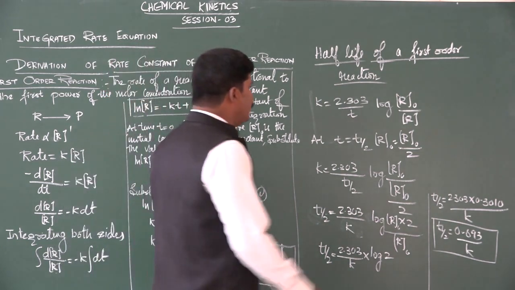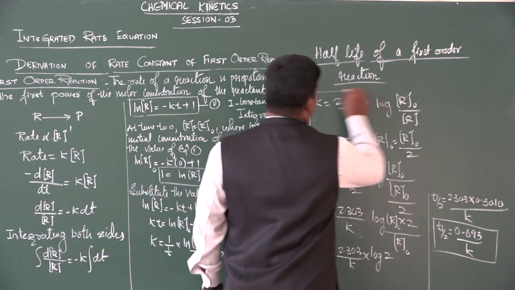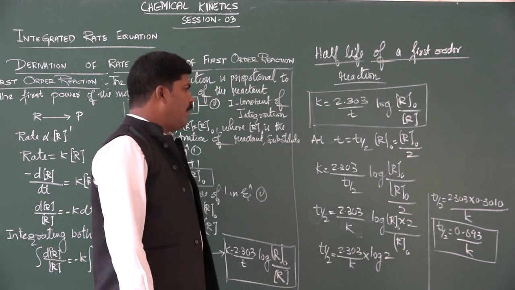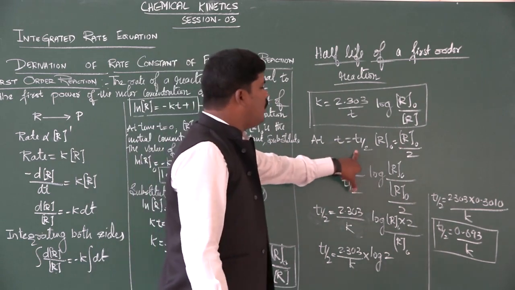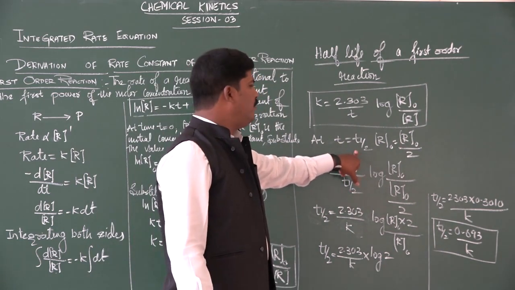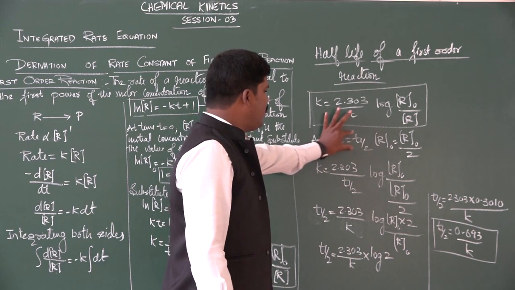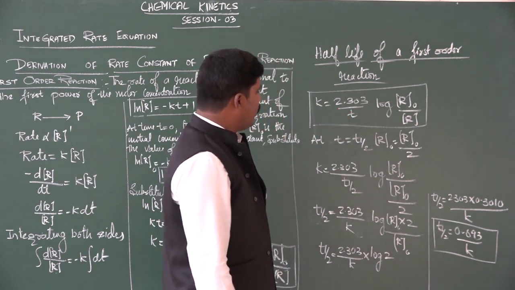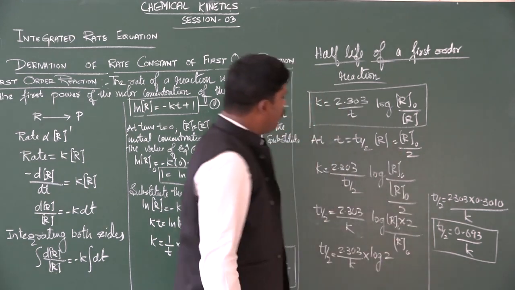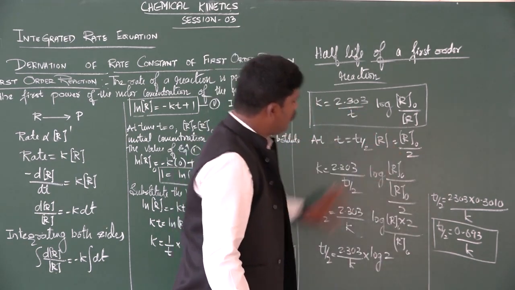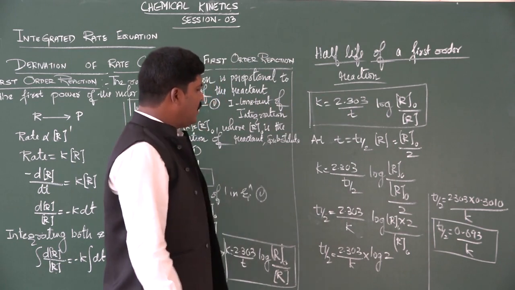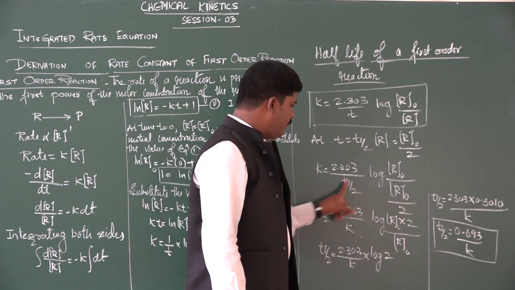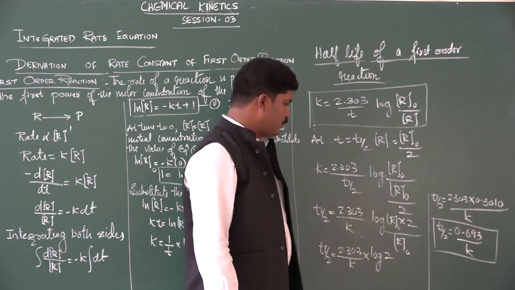Therefore, we know that k is equal to 2.303 by t log r naught by r. Now, when I substitute at time t is equal to t half, the time taken to reduce to half of its initial concentration, r is equal to r naught by 2. Now, as I substitute here, k is equal to 2.303 by t half log r naught by r naught by 2.